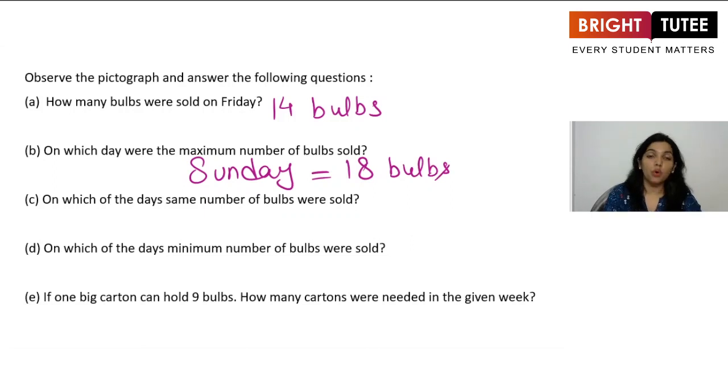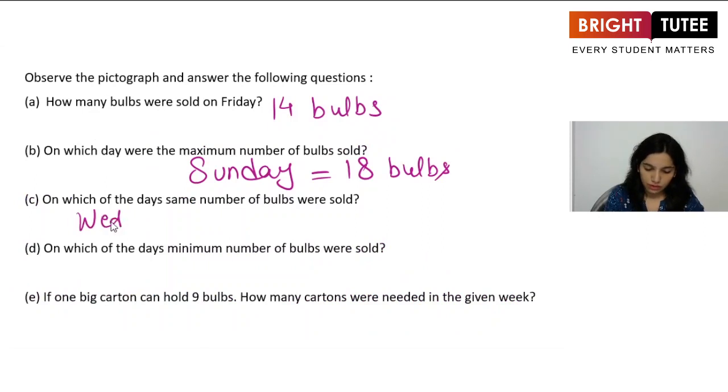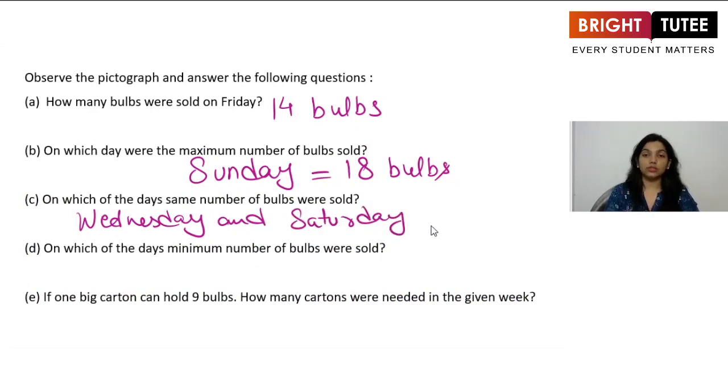The next one is: on which of the days were the same number of bulbs sold? Let us see which images have the same number. Okay, here Wednesday and here Saturday. So 1, 2, 3, 4, 1, 2, 3, 4. Each one of them has 4 bulbs, right? So it is Wednesday and Saturday. These are the 2 days that have the same number of bulbs sold.